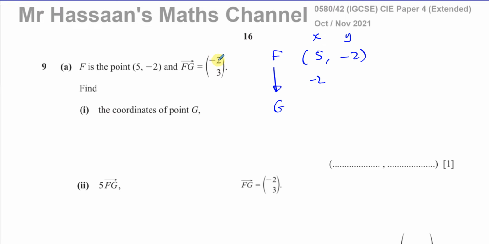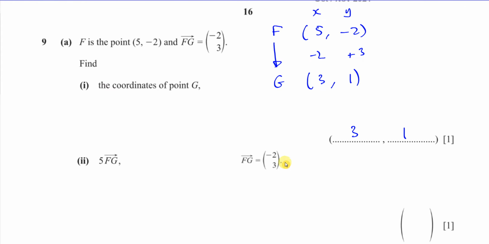The number on the top is basically how much you move horizontally. So if it's negative, you move to the left. And the number underneath is how much you move vertically. So if it's positive, you move up. So you have to subtract 2 from the x coordinate. That's going to give you 3, and you have to add 3 to the y coordinate. That's going to give you 1. So (3, 1) are the coordinates of the point G. Okay, simple as that.